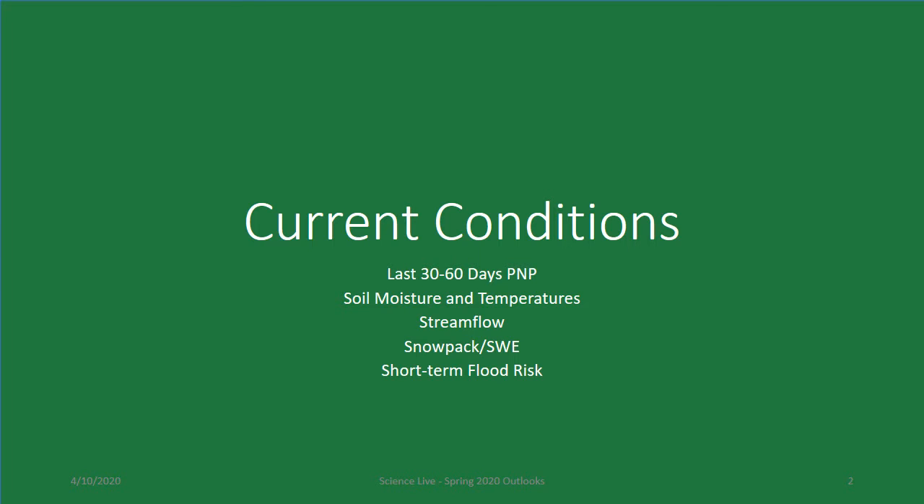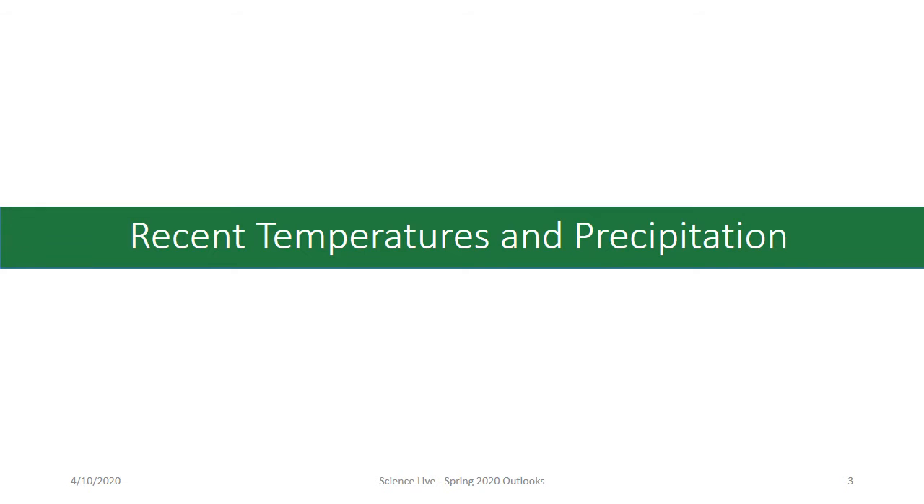And then I'll actually show you the snowpack and the SWE, or the snow water equivalent, that we see in that snowpack, especially on the Mississippi Basin side. This will impact short-term flooding, and I'll highlight some short-term flood risks a few slides from now. First, we'll look at recent temperatures and precipitation. So recent meaning the last 30 days for temperature, and then the last 30 to 60 days for precipitation.